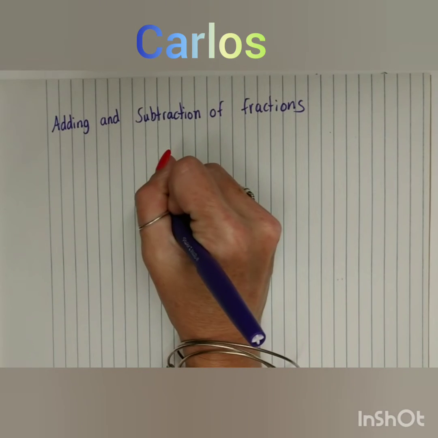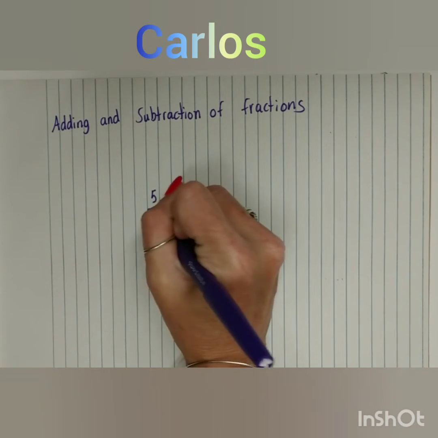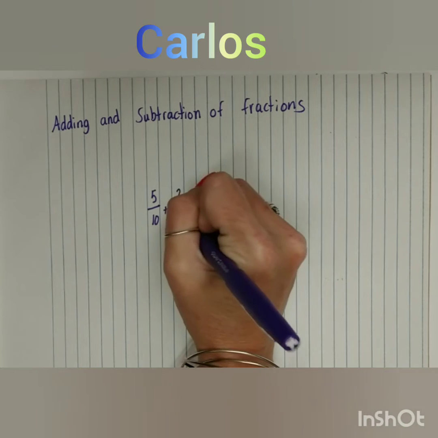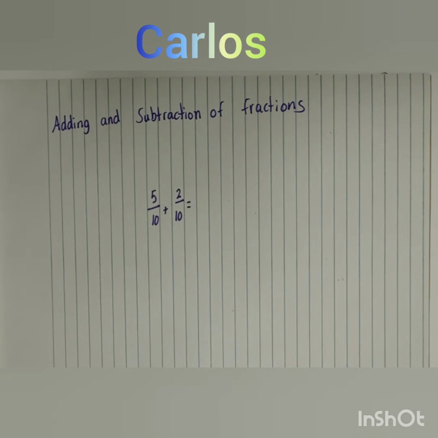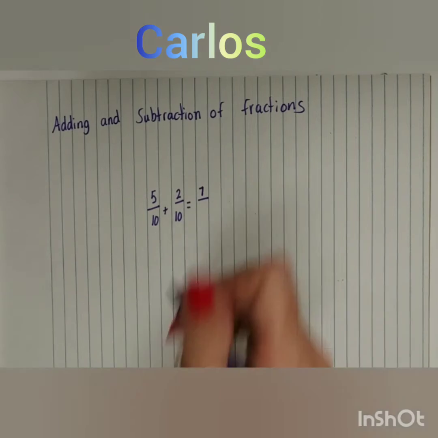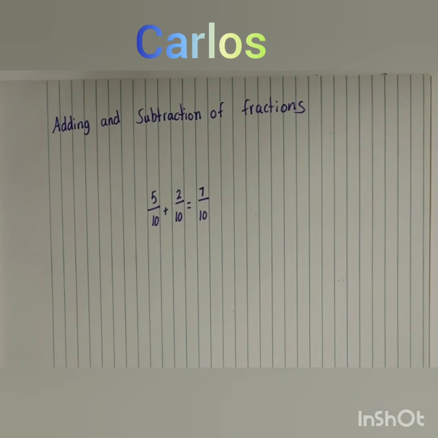So if I have 5/10 plus 2/10, what would that be? It would turn into a 7, but the 10. And what's the denominator? It will stay the same. There you go. 10 stays the same. Okay, so that's really easy.